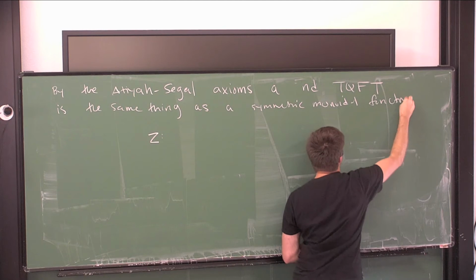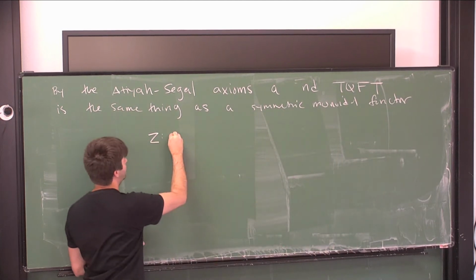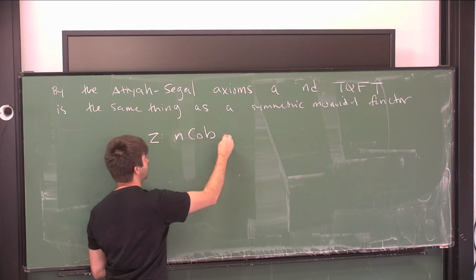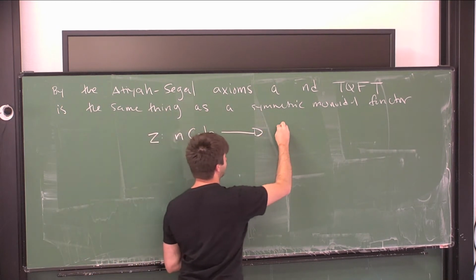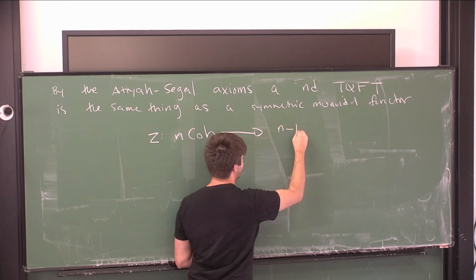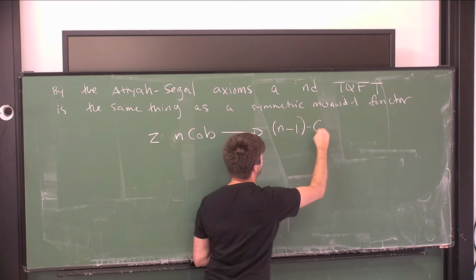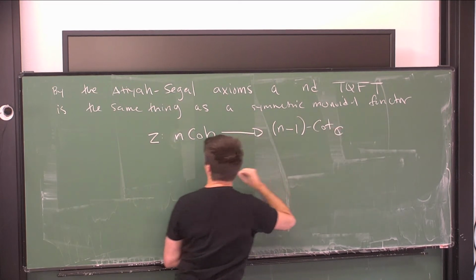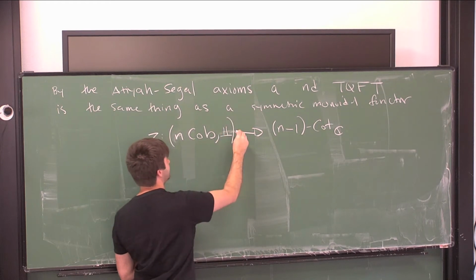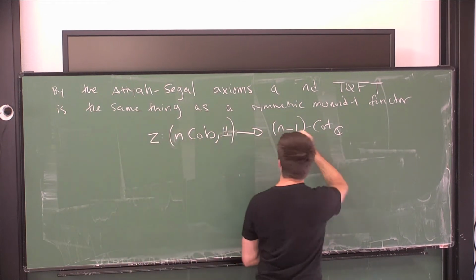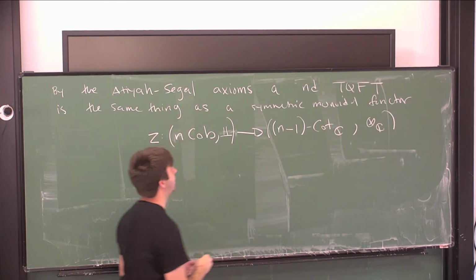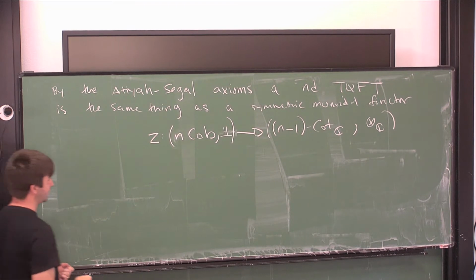from the n category of n-cobordisms into the n category of (n-1) categories that are C-linear. I said symmetric monoidal, so I need to tell you a monoidal structure. So here, these are monoidal under disjoint union of cobordisms, and these are monoidal under C-linear tensor product.